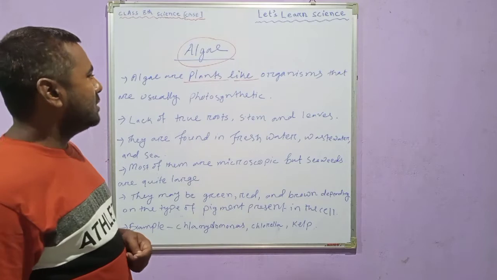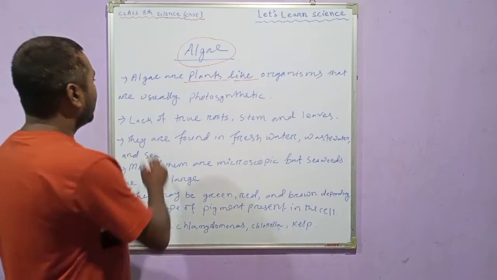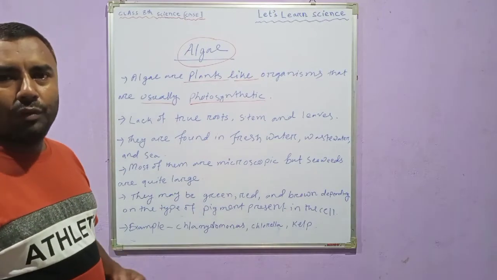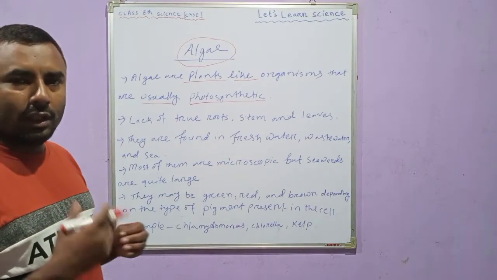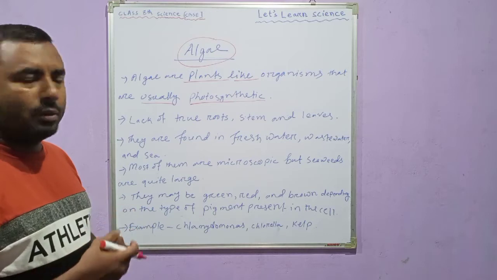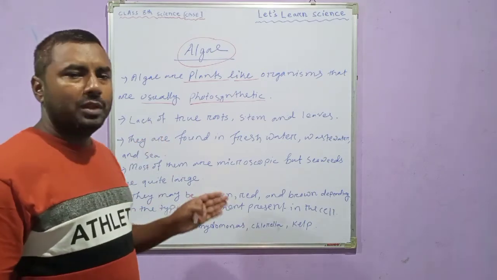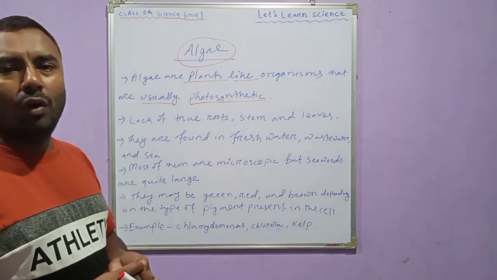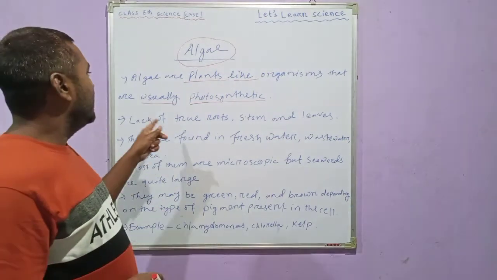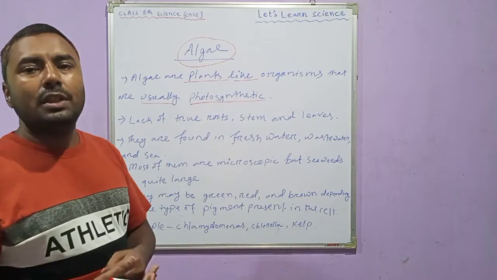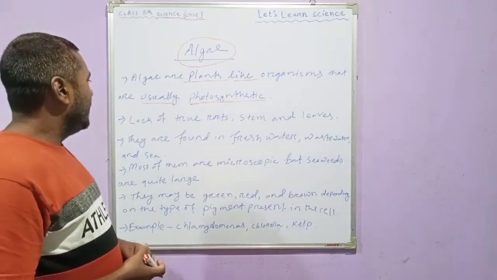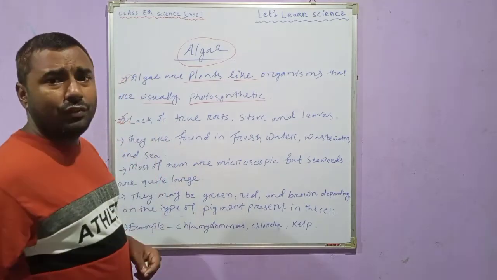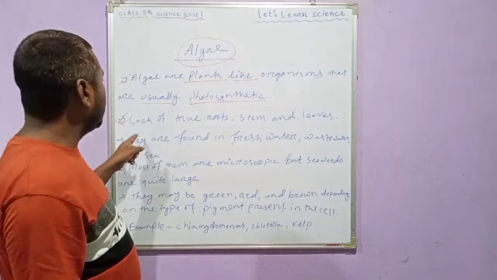Plant-like organisms that are usually photosynthetic. That means they possess what? Chlorophyll pigment, chloroplast. And in the chloroplast, chlorophyll pigment is there, and as a result of that, they can carry out photosynthesis and they can prepare their own food. They are usually photosynthetic.